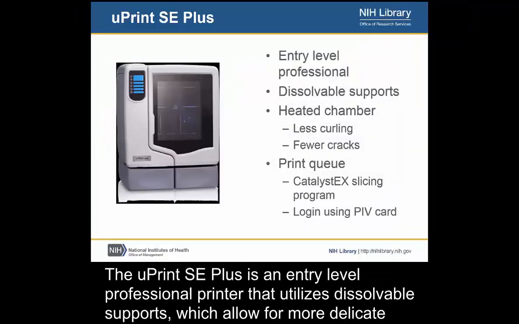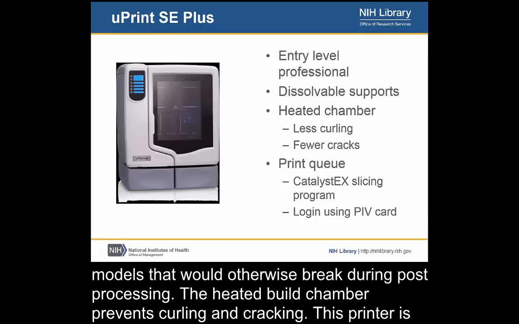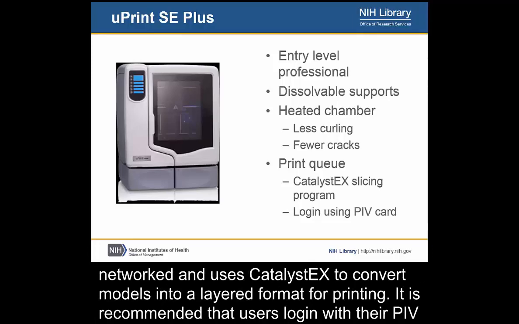The uPrint SE Plus is an entry-level professional printer that utilizes dissolvable supports, which allow for more delicate models that would otherwise break during post-processing. The heated build chamber prevents curling and cracking. This printer is networked and uses Catalyst EX to convert models into a layered format for printing.